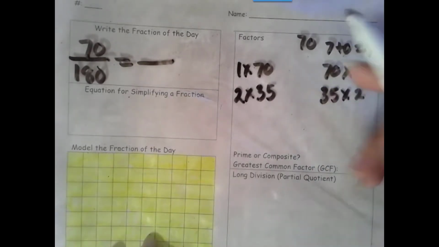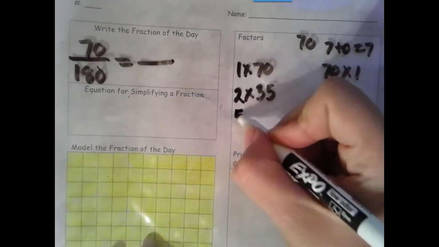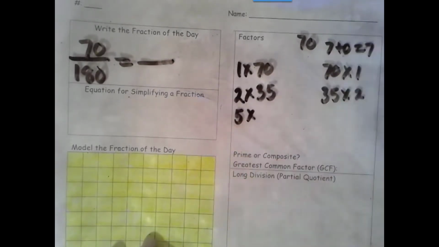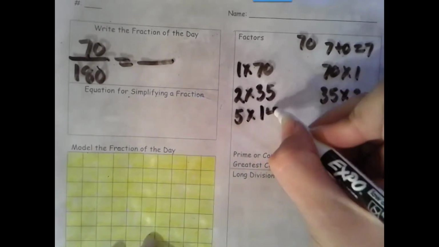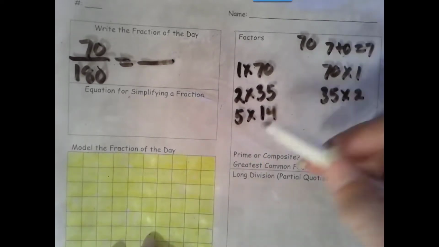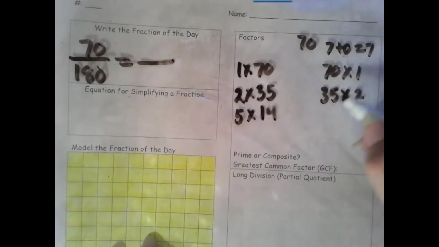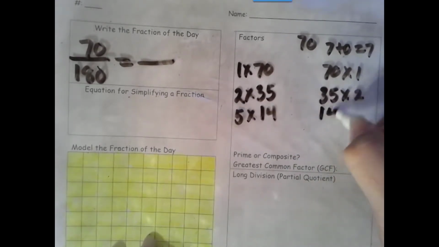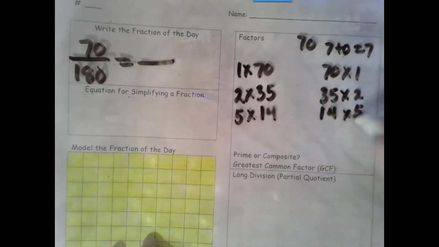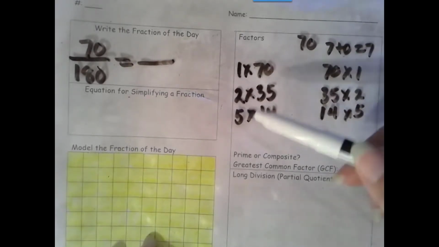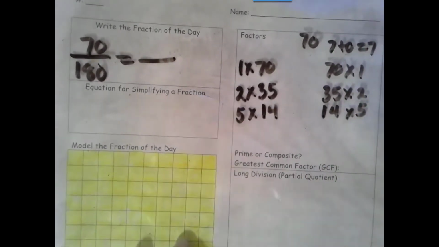We try 5. It ends in a 0 or 5, so 5 is a factor. 5 times 14, because I can get 10 groups of 5 out. I'm left with 20, and that would be 4 groups of 5. So 14 times 5. We try 6. The rule for 6 is that both 2 and 3 are factors. 2 is, 3 is not, so 6 is not a factor.